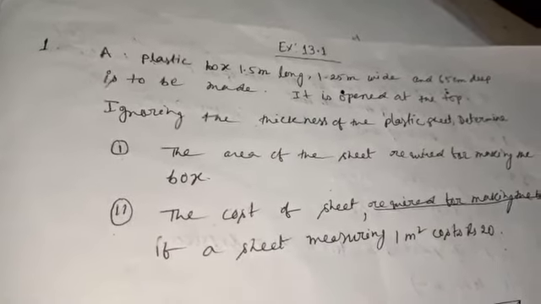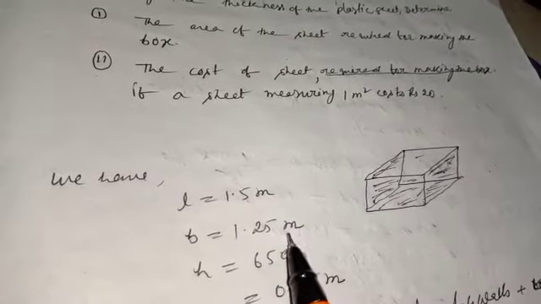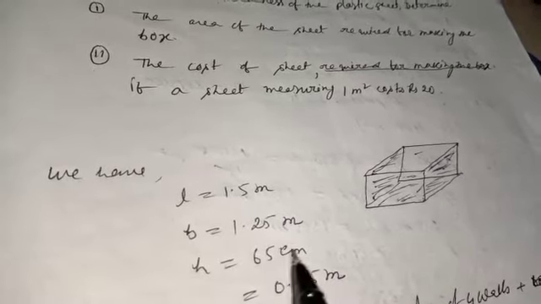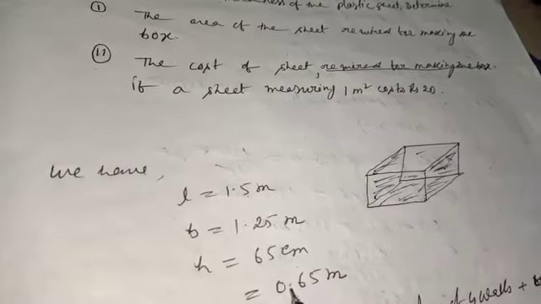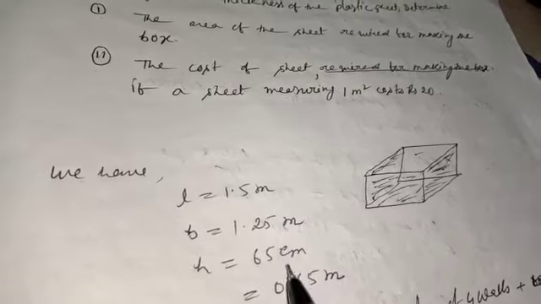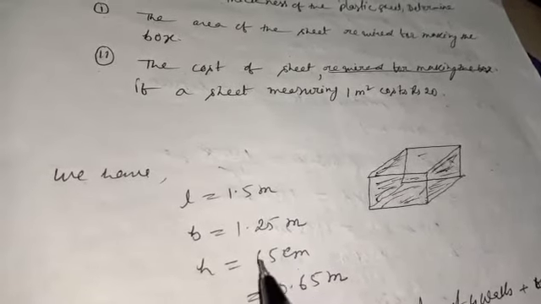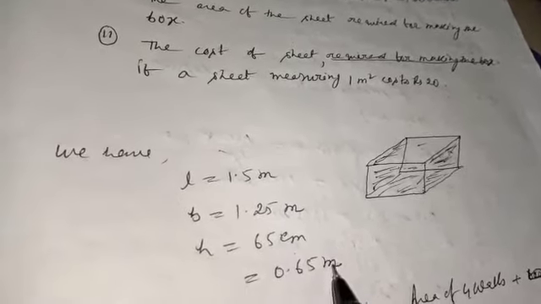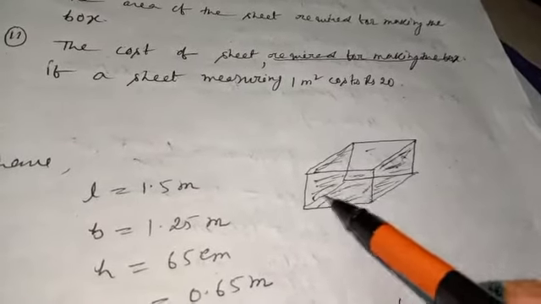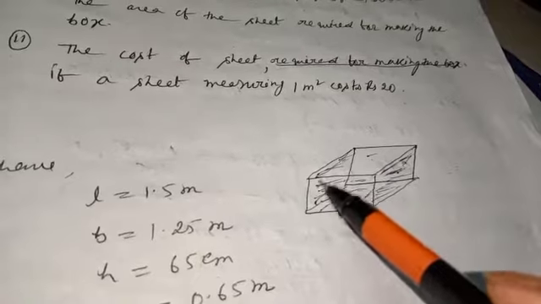So we have length 1.5 meter, breadth 1.25 meter and height 65 centimeter. It is given in centimeter, so convert into meter. How to convert centimeter to meter? Divide by 100. If you divide 65 by 100, you will get 0.65 meter. So you can see this figure. I have drawn a figure just for understanding. This surface, this surface, these all surfaces are closed. Only this top is open.